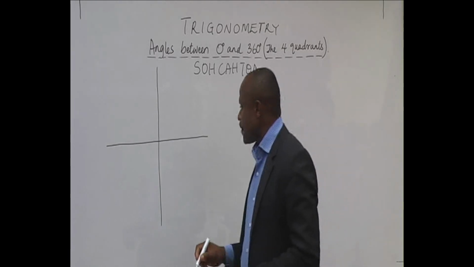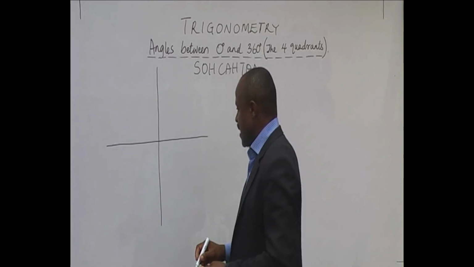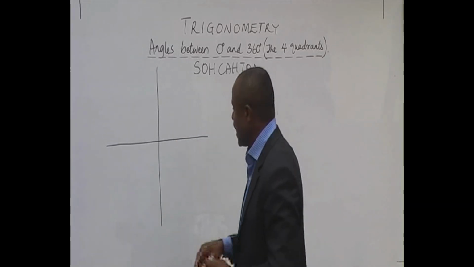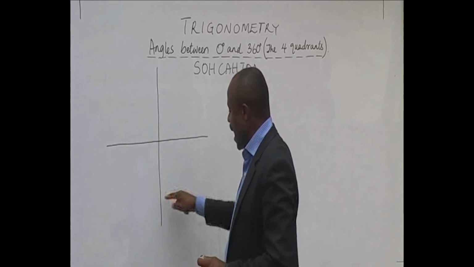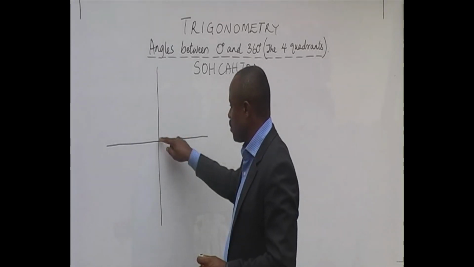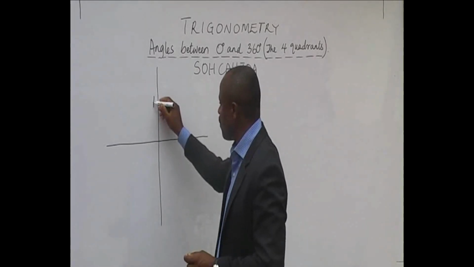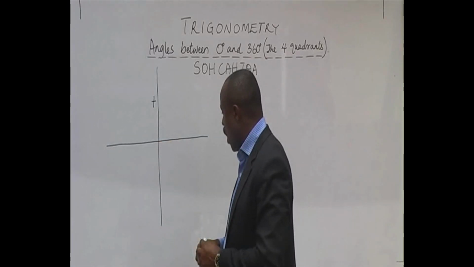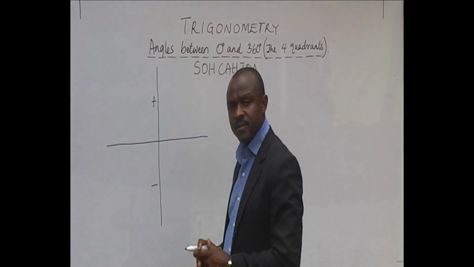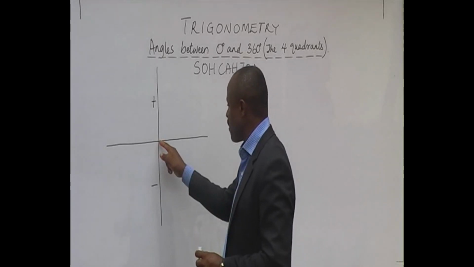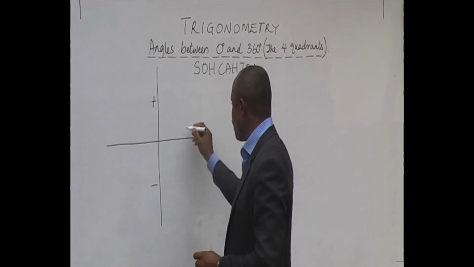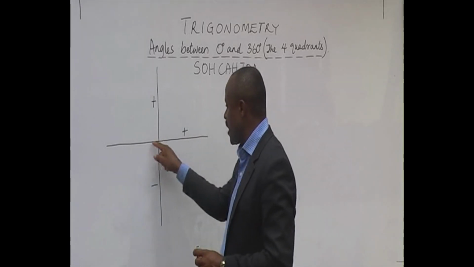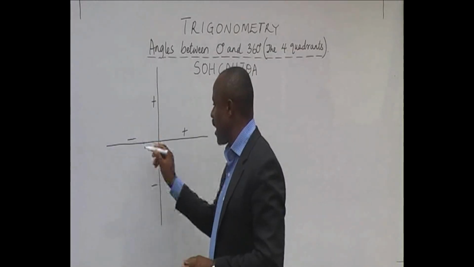So assuming that this angle started from 0 here and moves, remember that this y-axis from the point of intersection up, all the values you have here are positive. But from the point of intersection down, all the values you have here are negative. Likewise, from the point of intersection towards the right, all the values you have here are positive. From the point of intersection here towards the left, all the values you have are negative.